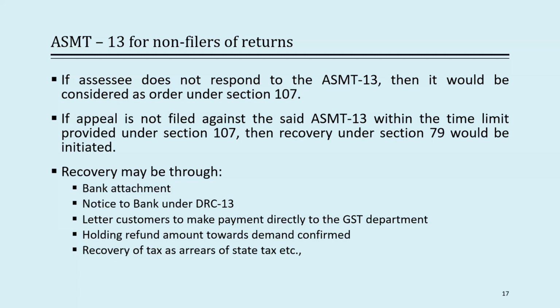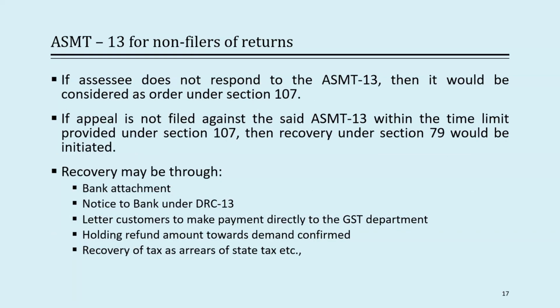If the assessee does not respond to the ASMT 13, then the ASMT 13 will be considered as an order issued under section 107. Once it is an effective order, the assessee has to file an appeal. If the appeal is not filed within the time, then recovery under section 79 can be initiated. So how may they recover? One, through bank attachment, they can freeze your bank account, or they can issue a notice to the bank under DRC 13. Directly to your bank, they can issue a notice and ask them to remit the tax portion to the department, or they can ask your customer to remit directly to the government instead of making payment to you. Or if you have filed any refund application, they can withhold the refund if it is sanctioned, or they can take any other proceeding to recover the taxes as arrears of state tax or union tax, etc.